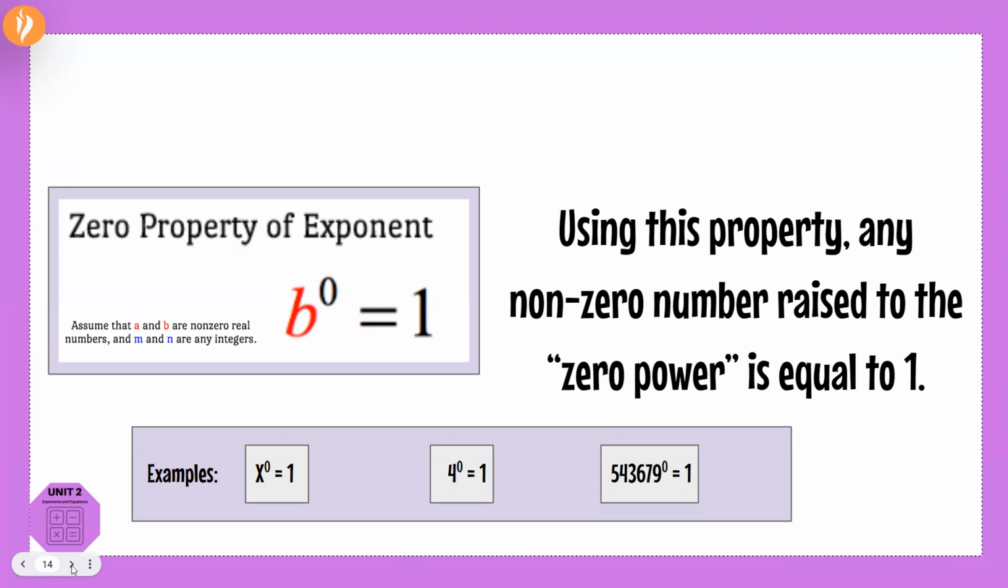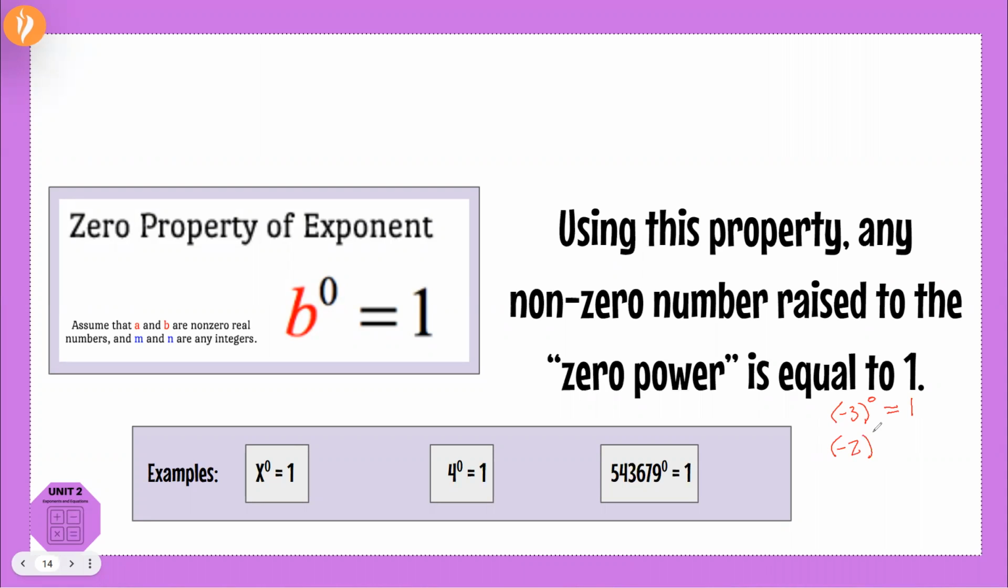That's always true. Even if you have a negative number, like negative 3 raised to the 0 power, as long as that negative sign is in parentheses, the answer is always positive 1. If I have negative 2 raised to the 0 power, the answer is positive 1. If I have negative 1014 raised to the 0 power, the answer is still 1.